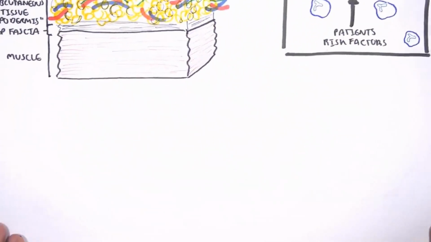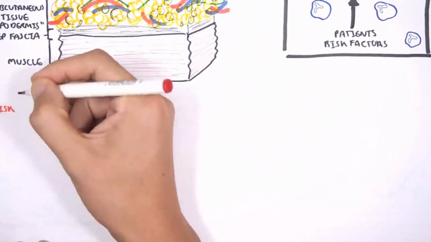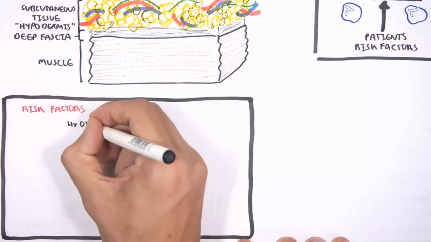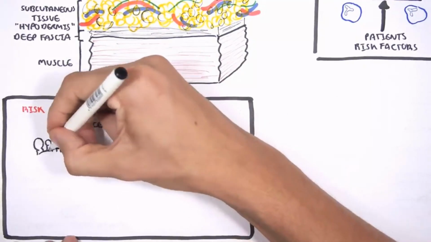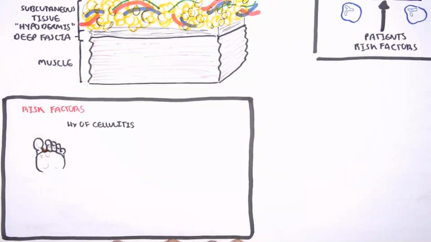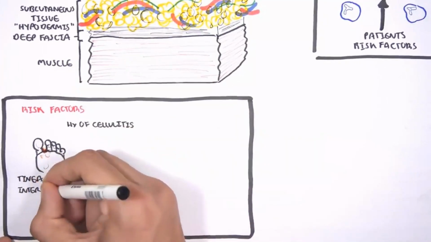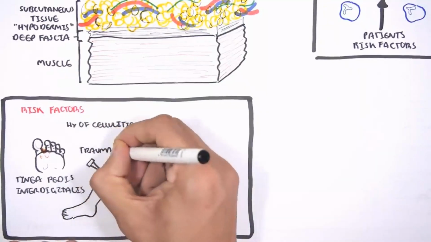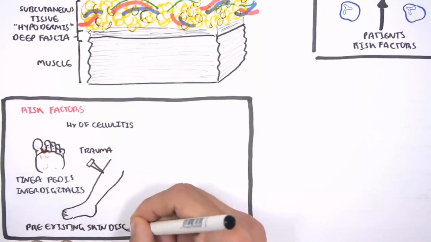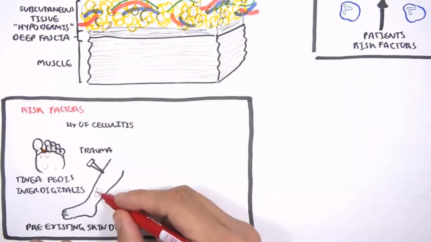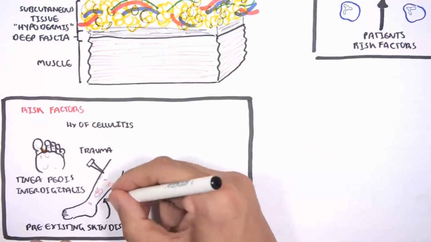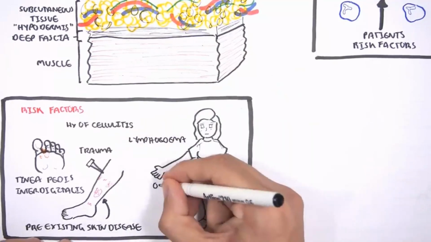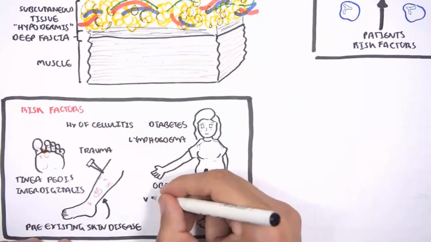So what are these patient risk factors I am talking about? Well, these risk factors include having a history of cellulitis, tinea pedis interdigitalis, which is basically a fungal infection between your toe webs, allowing access of bacteria into the dermis area. Also, if you have trauma, pre-existing skin conditions such as dermatitis also increases the risk. Other risk factors include lymphedema, obesity, diabetes, as well as venous insufficiency.